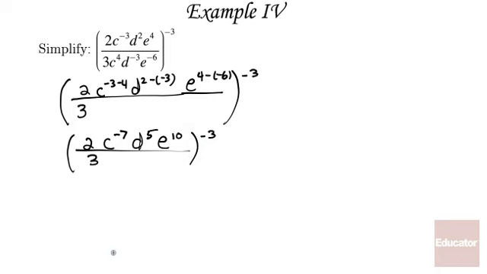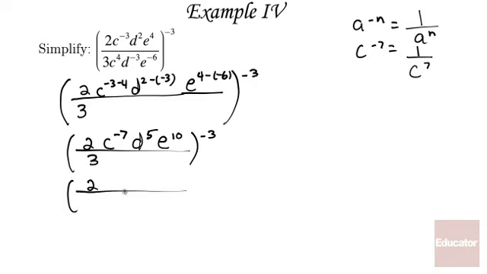Now all this is raised to the negative 3rd. Before I deal with this power raised to a power, I want to take care of the negative 7. I want to avoid having negative exponents. I can just remember my rule that says a to the negative n equals 1 over a to the n. So if I have c to the negative 7th, I can change that to the reciprocal and change this negative 7 to a positive. So this c is going to go to the denominator and become c to the 7th, d to the 5th, e to the 10th.